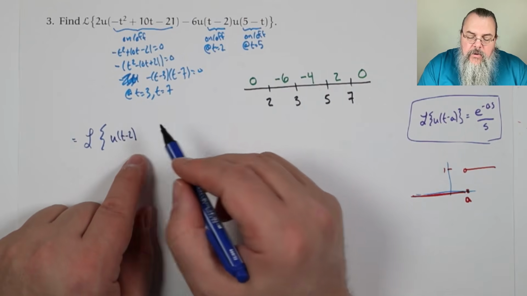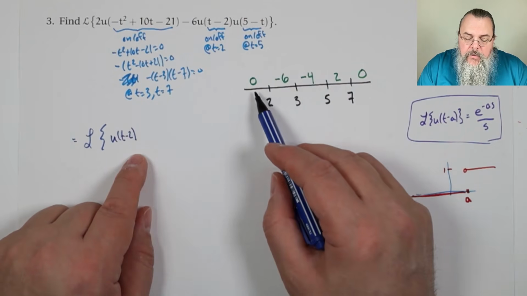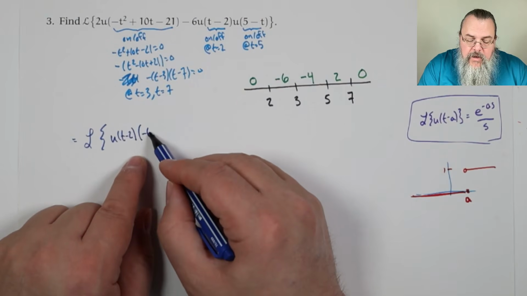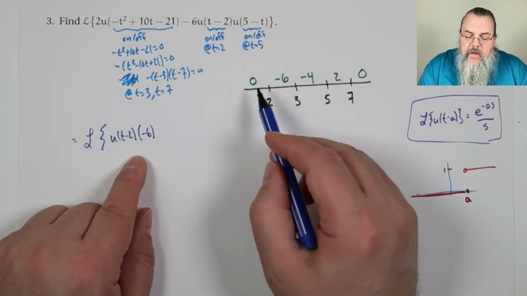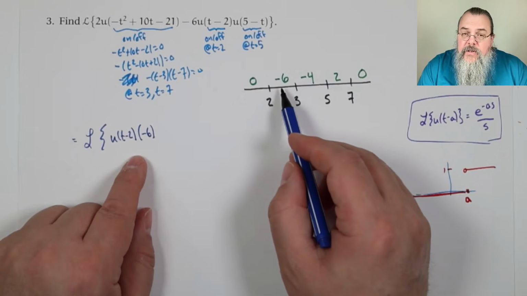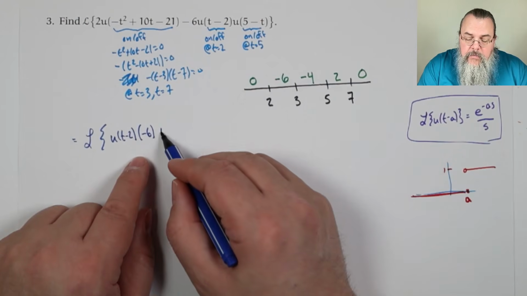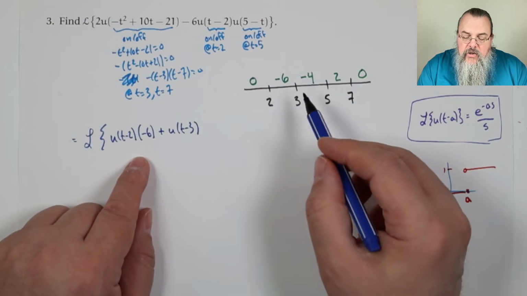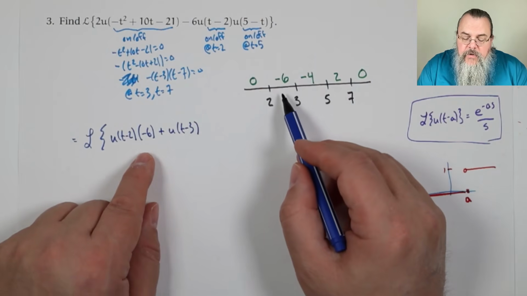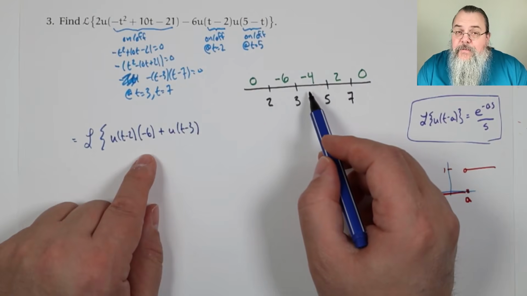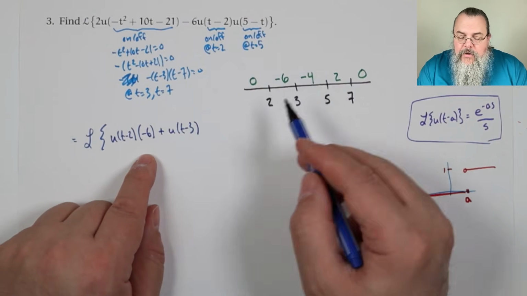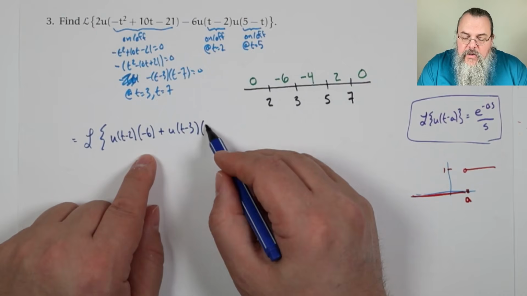And now, what needs to happen? Well, we need to go from 0 to negative 6. So we're going to multiply this by negative 6. All right, so that handles the first transition. Plus u of t minus 3. Now here, what's going to happen? We need to go from negative 6 up to negative 4. How do we do that? Well, to get from negative 6 to negative 4, we need to add 2 more. So add 2.